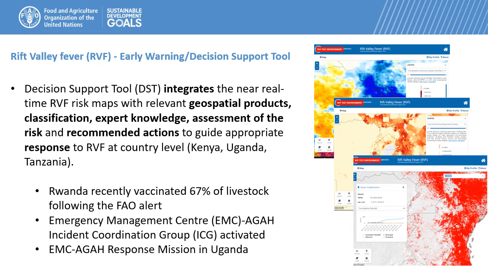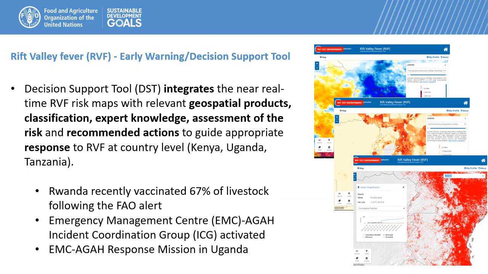Following that, we proposed a project where one of the activities was to develop a decision support tool which integrates the near real-time Rift Valley fever risk maps, the model that we have already developed, with relevant geospatial products, classification, expert knowledge, assessment of the risk, and mostly the recommended actions from the documents we mentioned before, in order to guide appropriate response to Rift Valley fever at country level. Pilot countries were Kenya, Uganda, and Tanzania, but we would like to expand this to other countries at risk as well. This was developed within a project funded by the Irish government, and we are finalizing the tool.